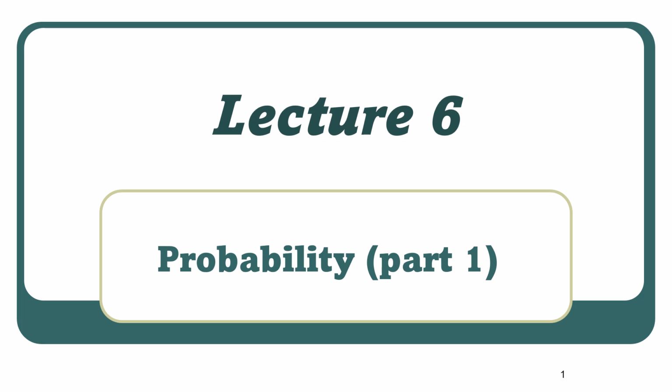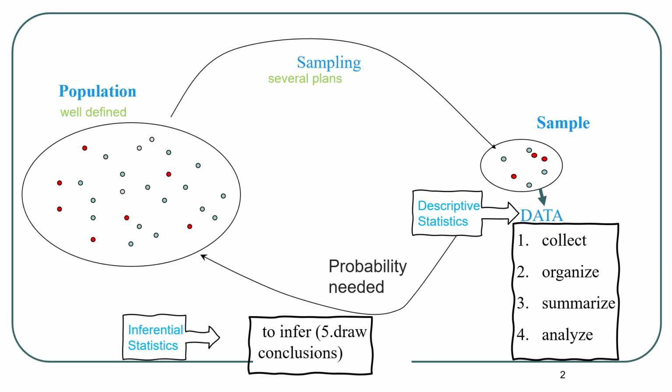Hello, this is lecture 6, probability part 1. Today we are going to cover the probability, or at least introduce the probability. And probability, as we said, we needed to go from the sample to the population. In other words, we want to generalize whatever we did find in the sample to the population, which means making inferential statistics. To be able to do that, we need to study some rules in probability.